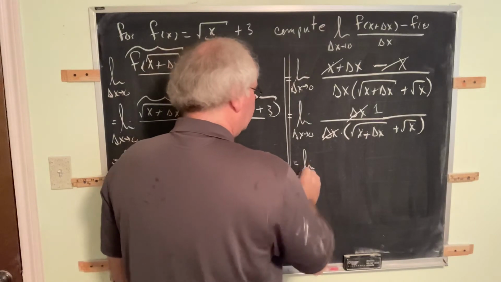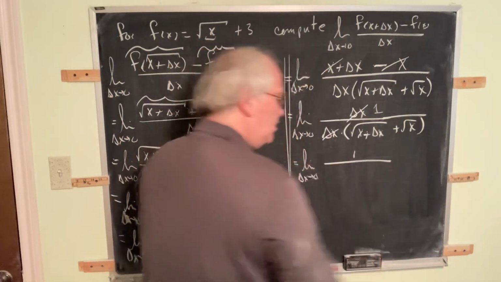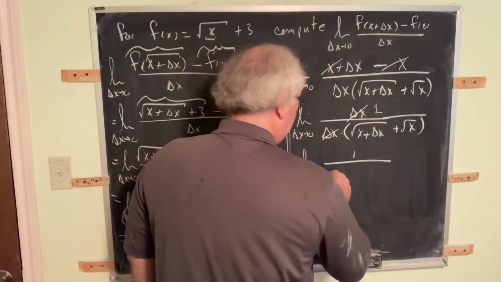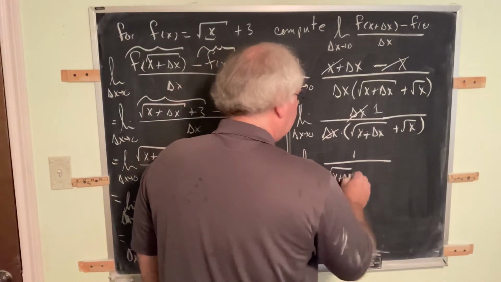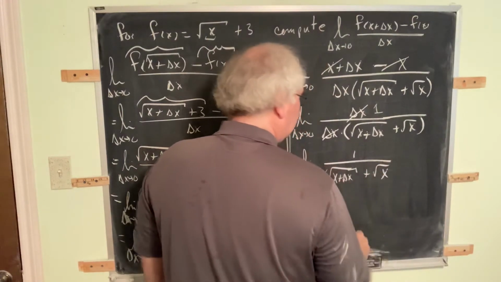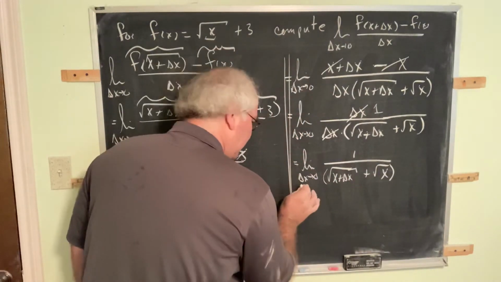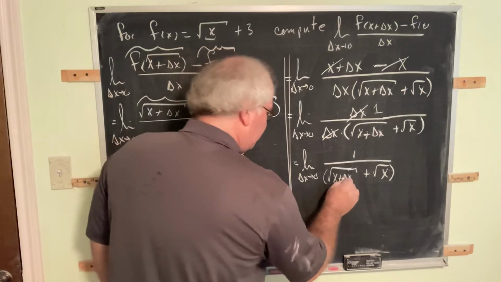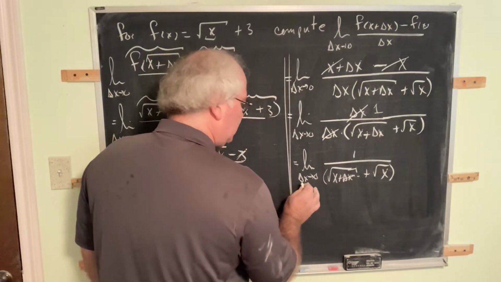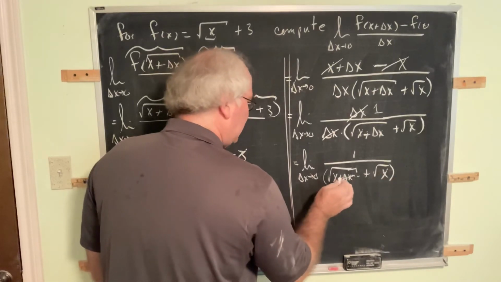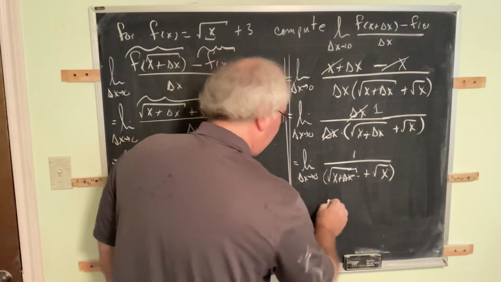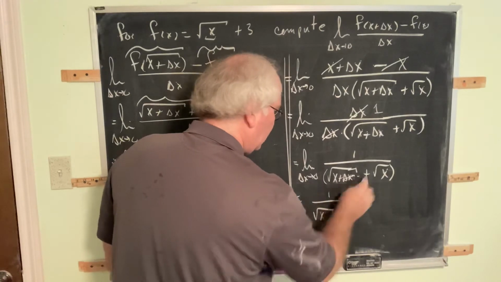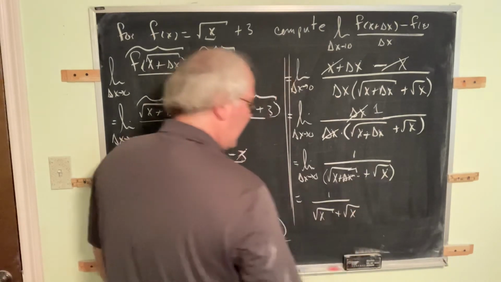And so we're left with the limit of 1 over. So no matter what else happens, we're not going to get 0 divided by 0 because in the numerator we got 1. And so this is square root of x plus delta x plus square root of x. All right? Remember, delta x is going to 0, not x. Delta x is going to 0. So this piece goes to 0. This is a constant. With respect to this limit, x is a constant. And the limit of a constant is the constant. So this is simply 1 over the square root of x plus the square root of x.